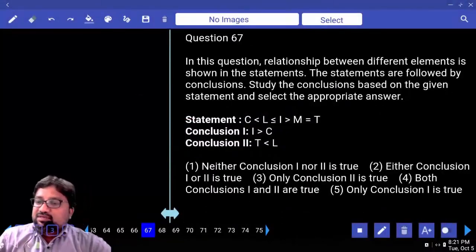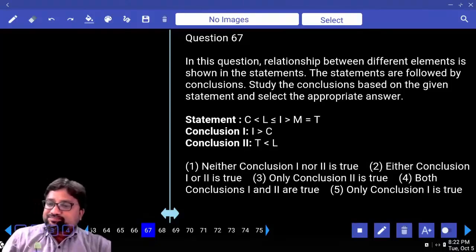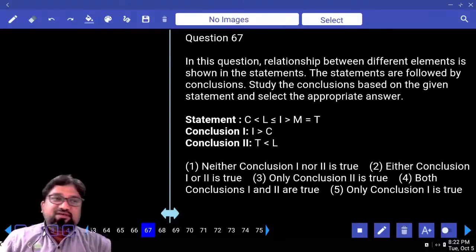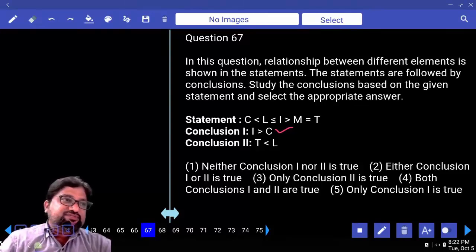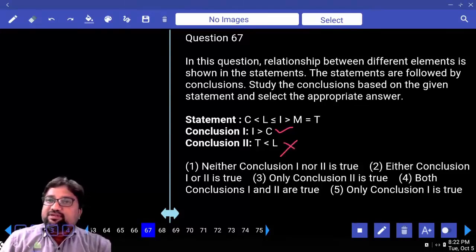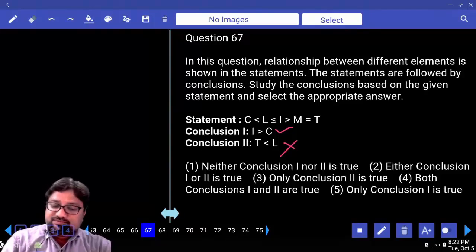Okay. C and I. Directly, C is less than I. Reverse: I greater than C. First is absolutely right. Next is what? T and L. The problem between T and L is opposite symbols. Cannot be determined. So your answer is only one follows.